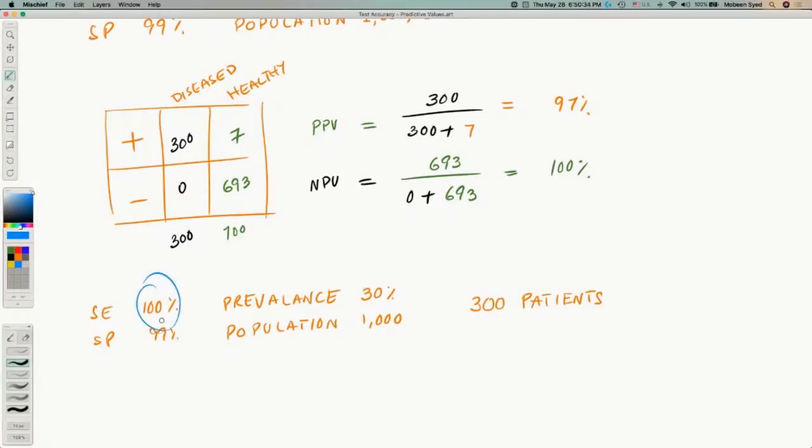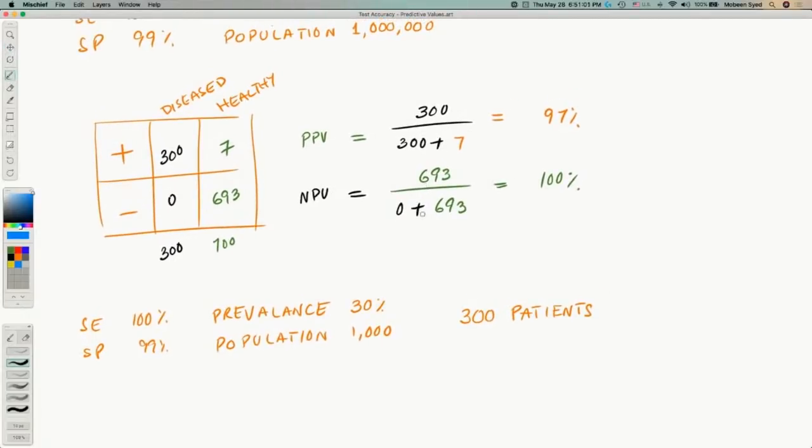And because the sensitivity is 100%, that means it would identify them all correctly as sick, and 0 will be incorrectly identified as healthy from the sick people. On the other hand, out of the healthy individuals, it is going to 99% of the time tell that they are correct and they're healthy, and 7 are the 1% that are incorrectly identified as positive.